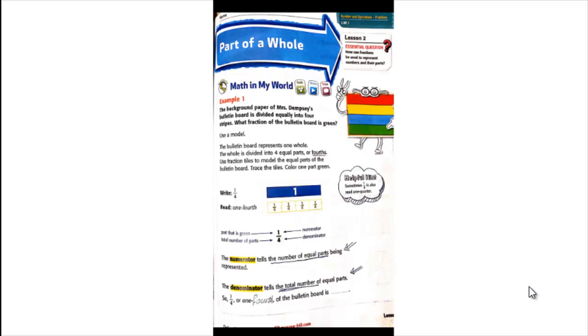First, open your book, page number 575. Last session we took part of a whole, and today we'll complete this lesson. Open the next page, 577. Before we start that lesson, let's watch a video to remind us what's meant by a fraction.